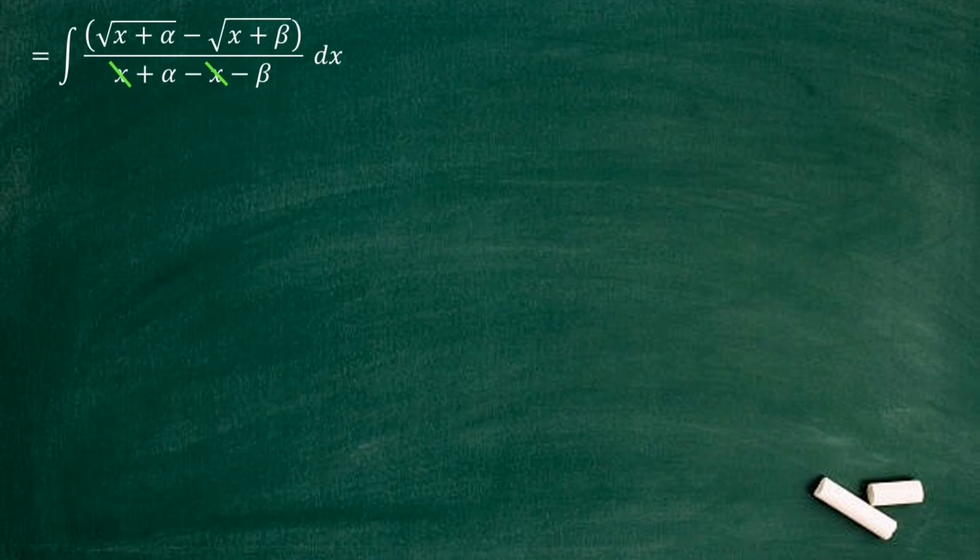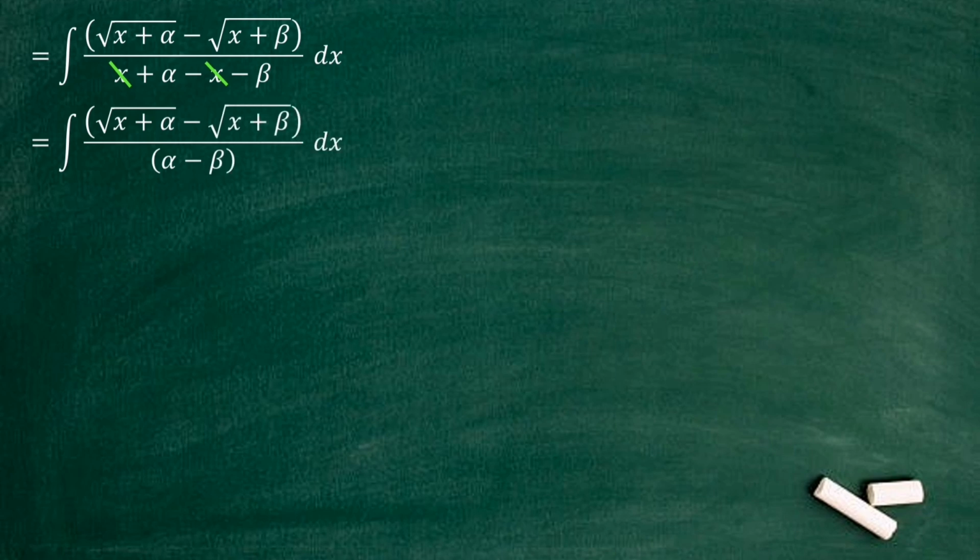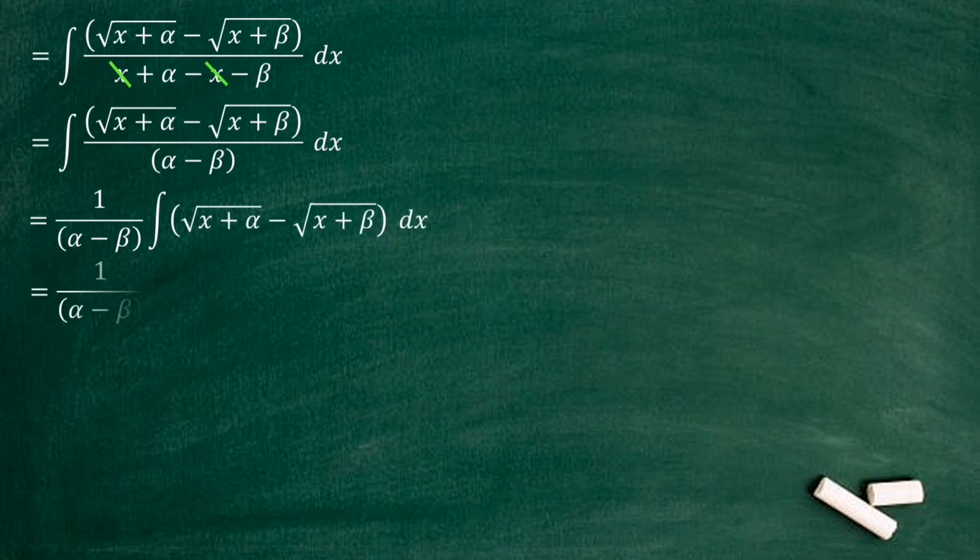Now in the denominator we have alpha minus beta. Alpha and beta are constants, so alpha minus beta is a constant value. So we can bring 1 over alpha minus beta outside of the integral. Square root x plus alpha we can write as x plus alpha to the power of half. Square root x plus beta we can write as x plus beta to the power of half. After that, we can consider the integral sign separately.